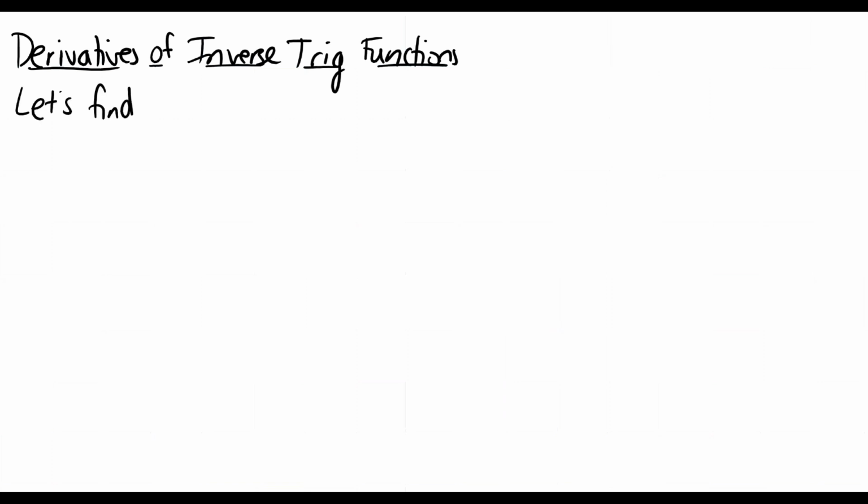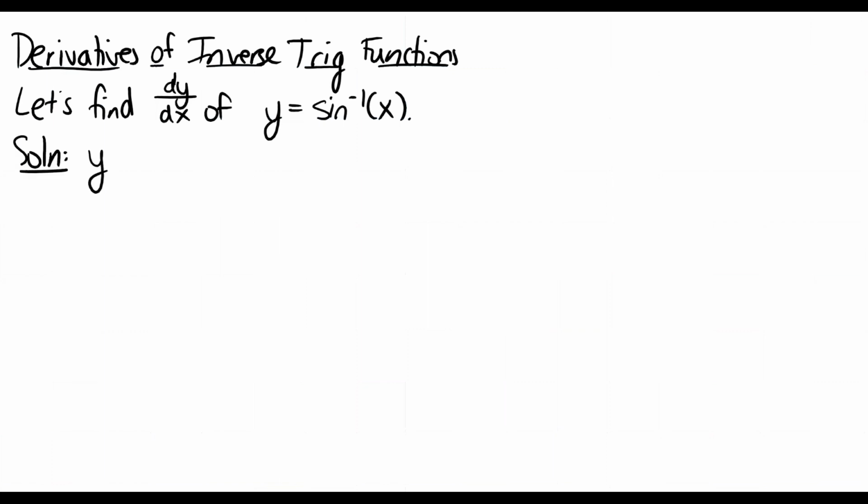We will now find the derivative of inverse sine of x using implicit differentiation. Here's how it works. Suppose we want to find the derivative dy dx of y equals inverse sine of x. Currently, we don't know anything about inverse sine of x, but we do know a whole lot about sine of x. So let's flip this. If y equals inverse sine of x, then sine of y must equal x.